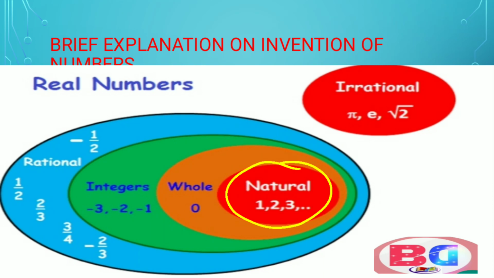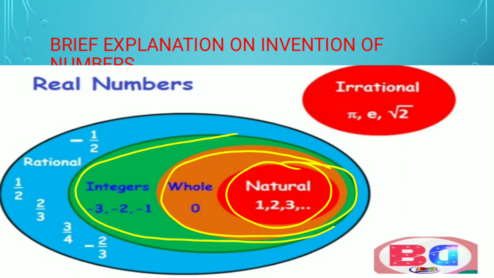Next, in the number system, we need to discuss the whole numbers. What do we mean by whole numbers? All natural numbers including 0 are called whole numbers. Next, we need to discuss integers. Integers: all natural numbers and their opposites, including 0, are called integers.